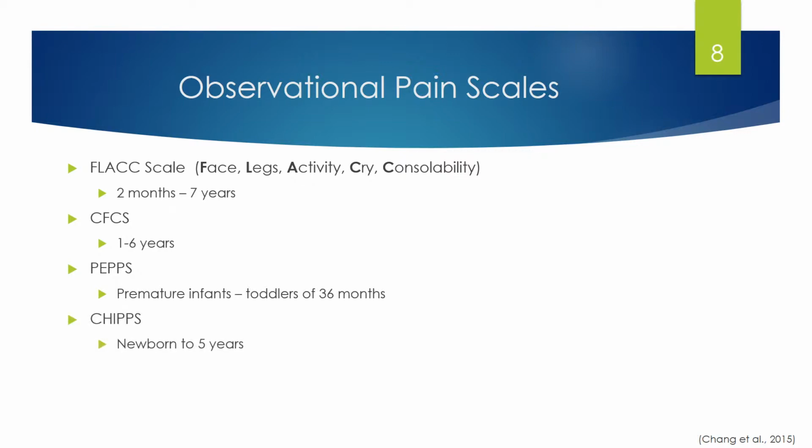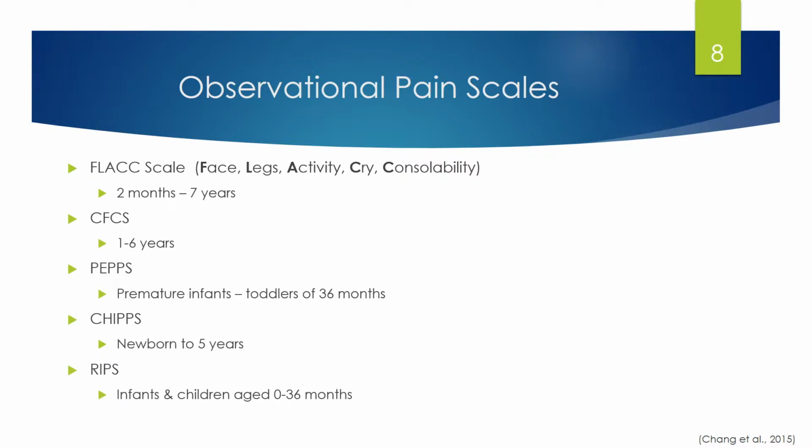The CHIPPS scale is the Children's and Infants Postoperative Pain Scale. It was designed for pain assessment in newborns to 5-year-old children after having surgery, or post-operative. And it was developed using behavioral indicators of pain drawn from current literature on the expression of pain.